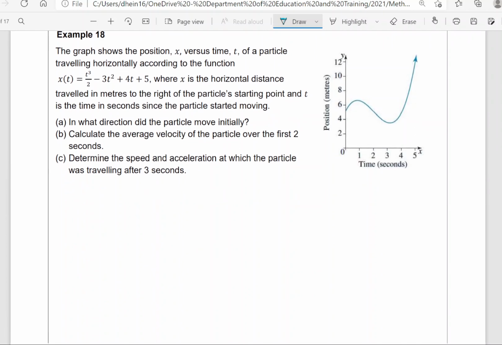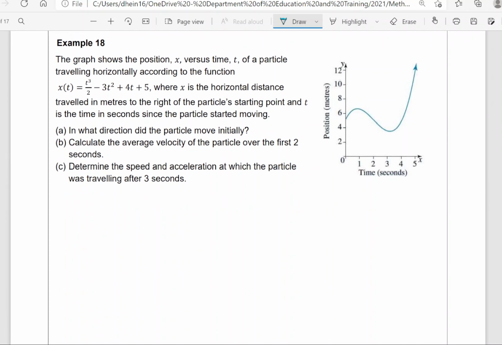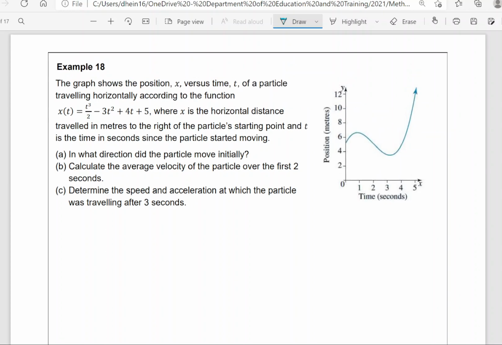Okay, so let's look at example 18. The graph on the right here shows the position x versus time t of a particle traveling horizontally according to the function x of t is equal to t cubed over 2 minus 3t squared plus 4t plus 5, where x is the horizontal distance traveled in meters to the right of the particle's starting point and t is the time in seconds. So I'll just use some space up here.